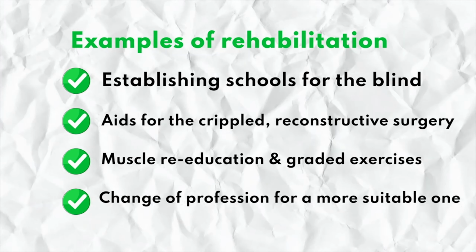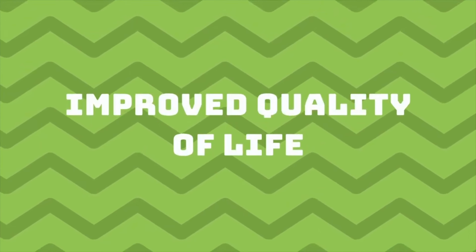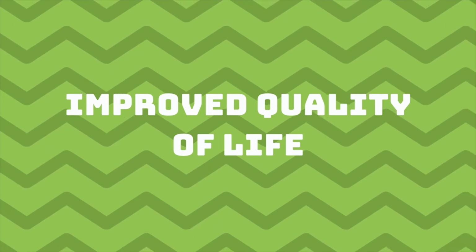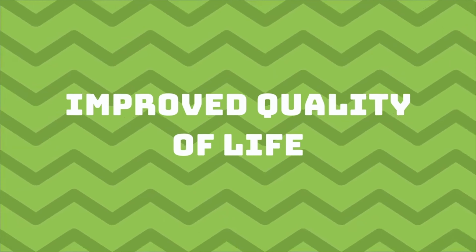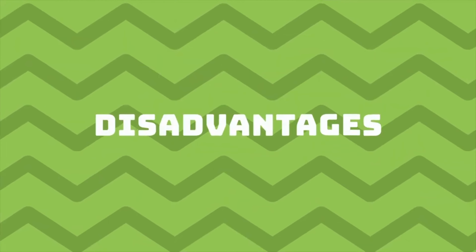The advantages of tertiary level of prevention include improved quality of life. Tertiary prevention can help patients manage the symptoms of their disease, maintain independence, and improve the quality of life. Prevention of complications. Tertiary prevention can help prevent complications associated with advanced or untreated disease, such as infections, pressure ulcers, or cardiovascular events. Cost effectiveness. Treating and managing chronic diseases through tertiary prevention can be less costly than treating complications associated with advanced or untreated disease.